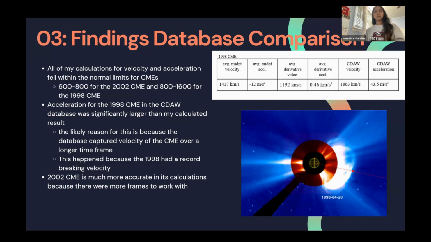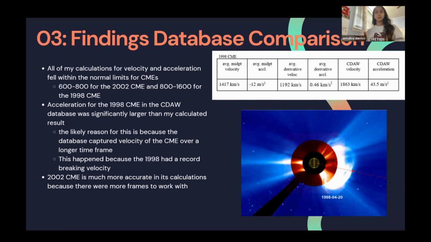And one of the main differences between my calculations and what I found on the online database was that the acceleration I got for the 1998 CME was significantly smaller than the CDAW database. As you can see here, both my midpoint acceleration and the derivative average that I got were pretty small numbers. This one's negative. And then the acceleration in the database was 43.5 meters per second squared, which is a pretty big difference. So the likely reason for this is because the database captured velocity of this CME over a longer time frame. I was only using 5 frames of this solar event.